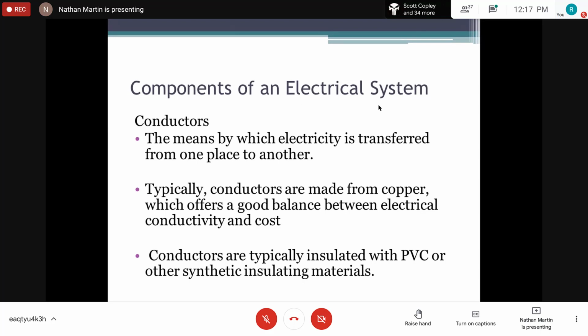Typical conductors are made from copper. Yes, we do have aluminum conductors, such as the service wire. They are made from aluminum, and most when we're talking about overhead.